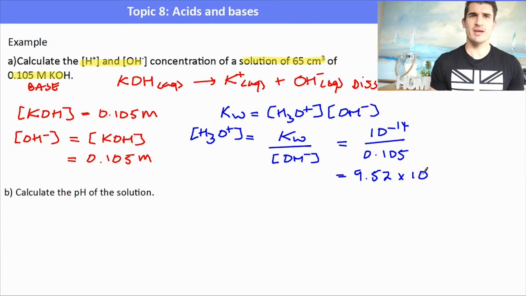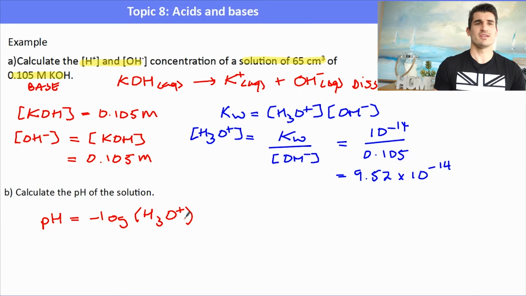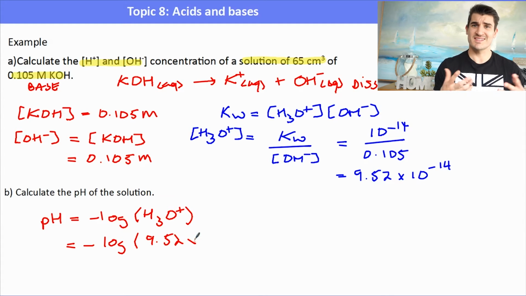Now, to calculate the pH of this solution, the pH can only be calculated from the negative log of the hydronium ions, the negative log of the H3O plus. So the negative log of 9.52 times 10 to the minus 14 will be a very large number. This is a basic solution or an alkaline solution, so the pH is 13. And we expected that because we were dealing with a base.